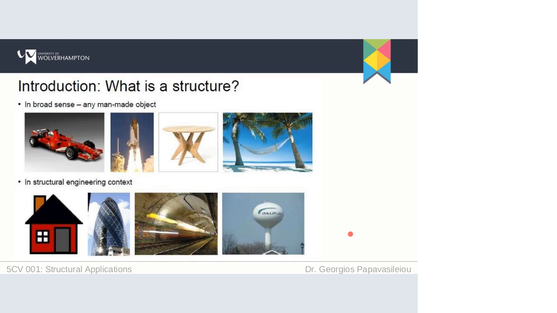What is a structure? In the broad sense, any man-made object could actually qualify. So it's not only buildings, but also cars, spacecraft, tables, pretty much anything that was put in place by humans in order to serve some function. Now, in structural engineering, when we refer to structures, typically we refer to buildings or any type of engineering project such as tunnels, dams, bridges, water towers, or anything else.